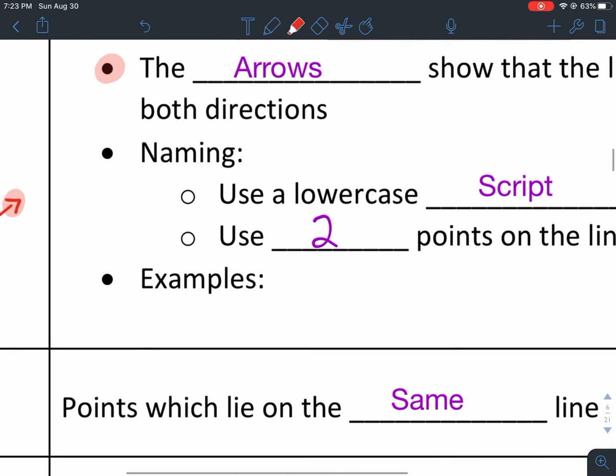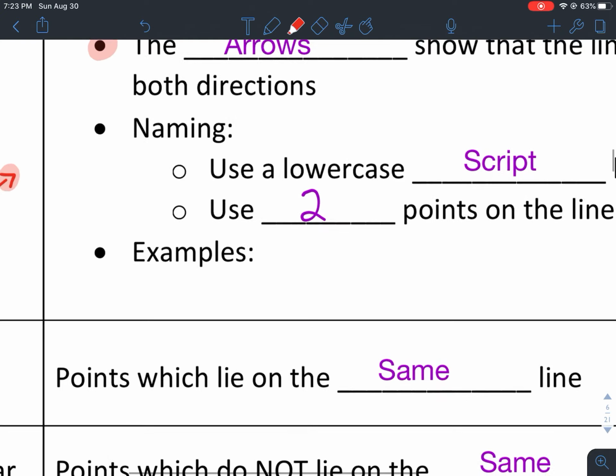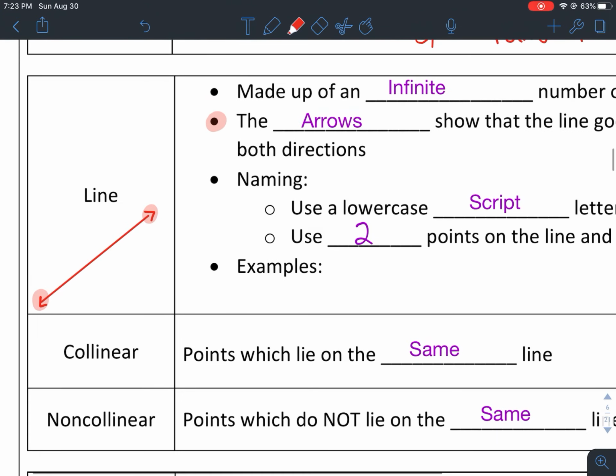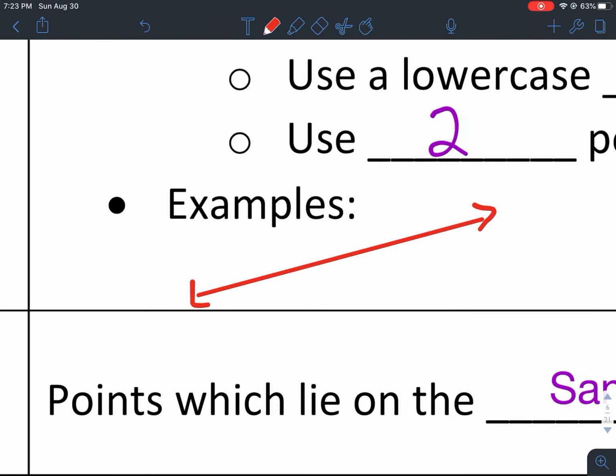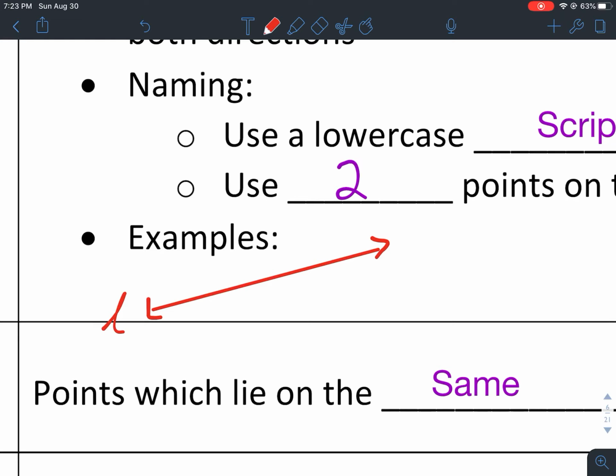And when you name it, you got 2 options. The first option is using lowercase script letters. So let's say I draw my line over here, again, I can use a lowercase, let's say L, and that would be called line L.